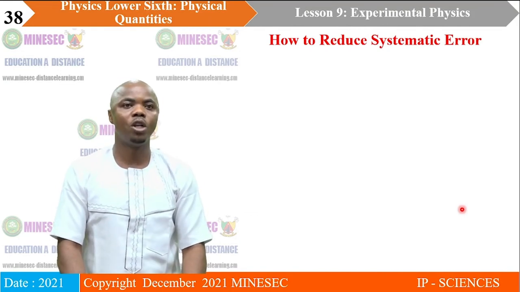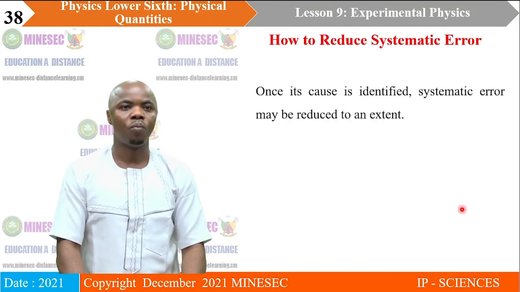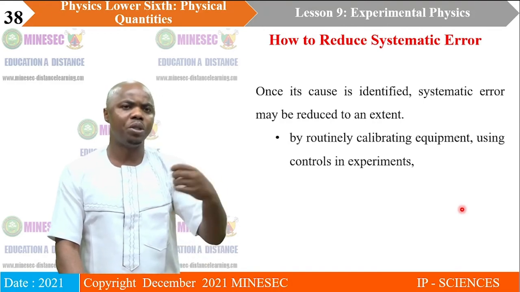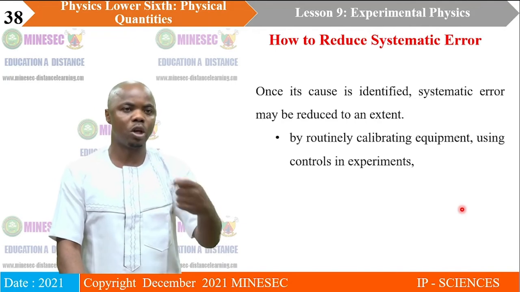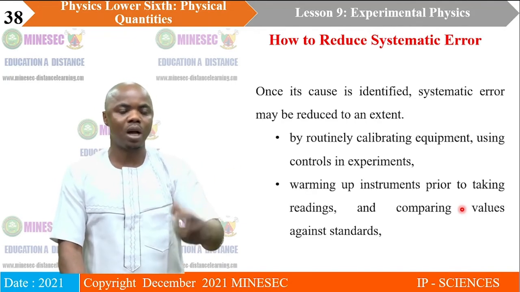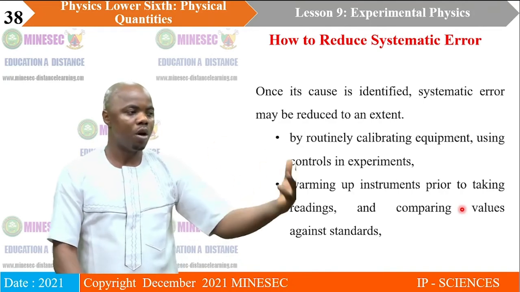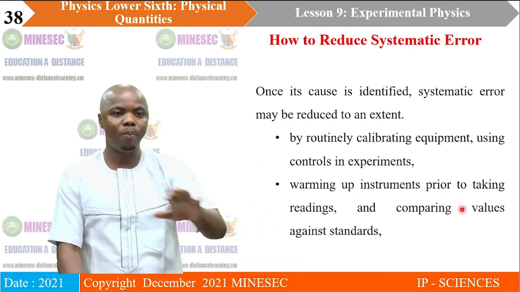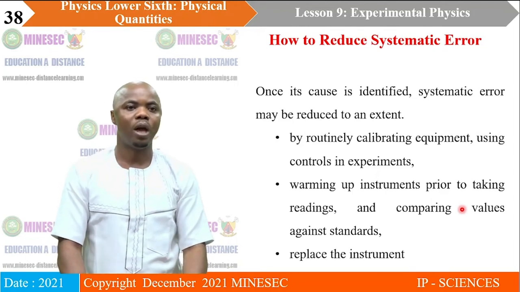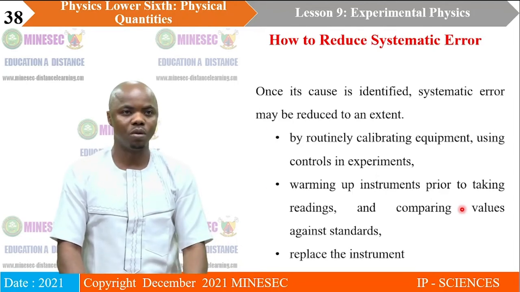Now, how do we reduce systematic error? Once it's identified, check the instrument, calibrate the instrument, check it always. Warming up instruments is good before you start practicals. Take instruments, dust them, check them, warm some of them, wipe them constantly in the lab to minimize systematic errors. Replace instruments if they are broken.